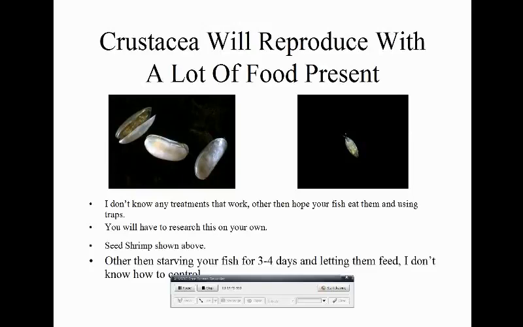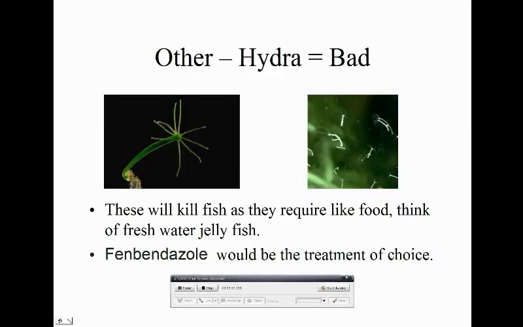You don't want them. I've never had them in my tanks. I would assume they come in on, again, plants. Keep in mind the chemical dip at the very, very beginning. They're basically kind of like freshwater jellyfish in a way. To the left is extreme close-up. To the right is a small close-up. You can see all the tentacles.